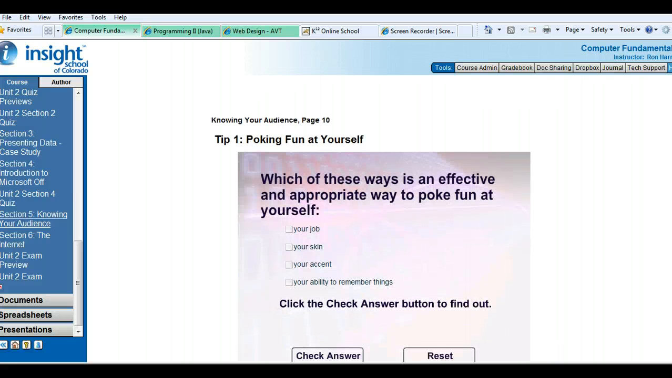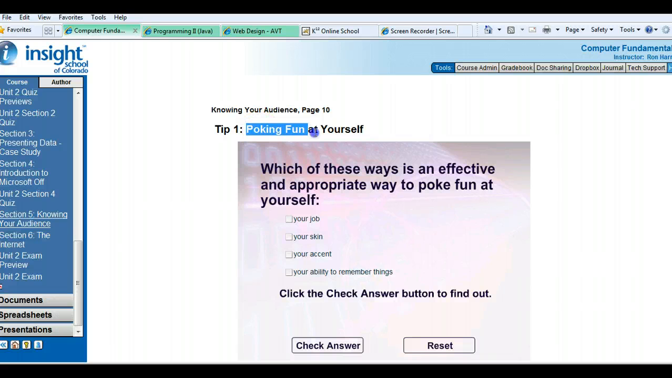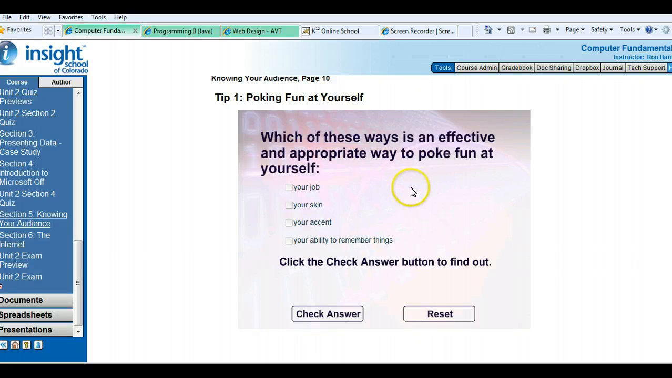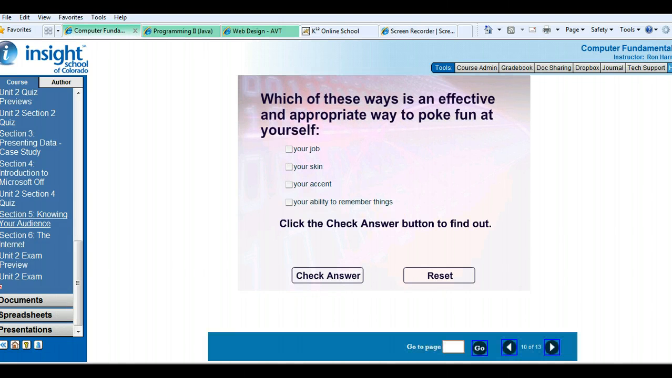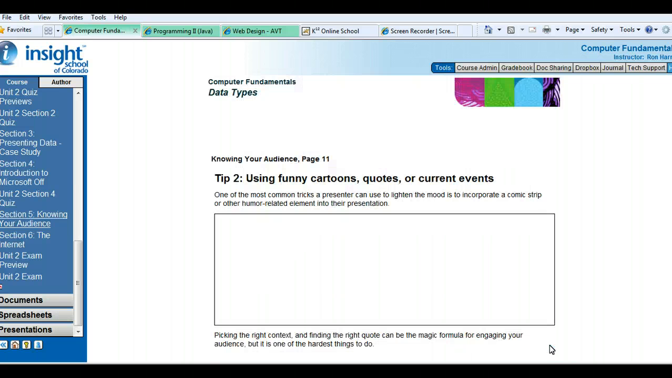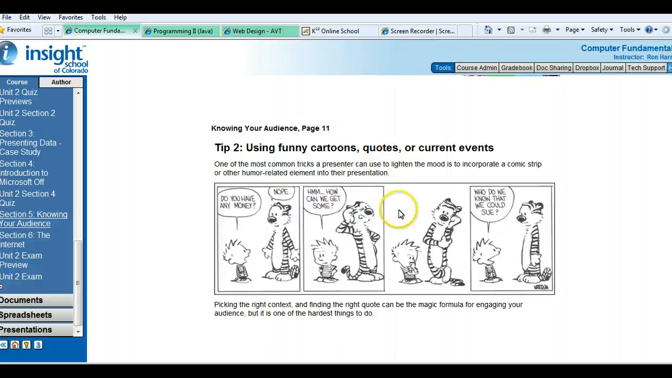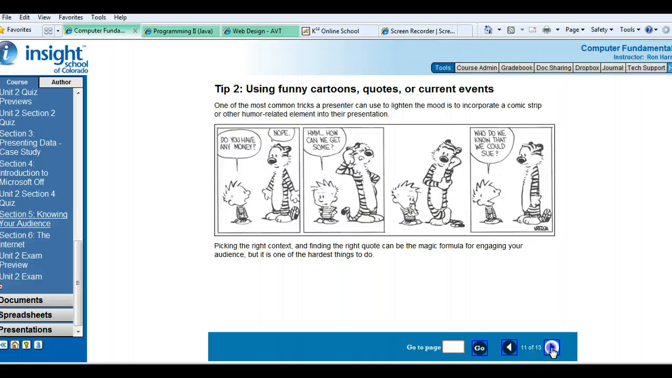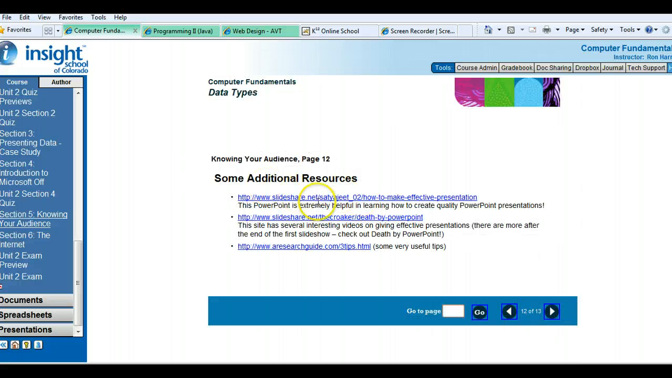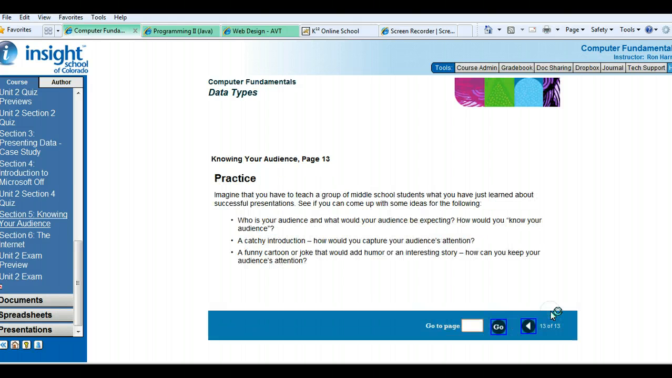Now, some things that can make it a little bit easier, like you can poke fun at yourself. I mean, that's acceptable. You don't want to poke fun at any of your audience, but you can poke fun at yourself as long as it's in good taste. Using funny cartoons or quotes, that's always good, or a current event, that's always good to kind of break the ice. Here are some additional resources on doing successful presentations, so you might want to go look at those if you have a presentation coming up or you want to learn a little bit more about it.